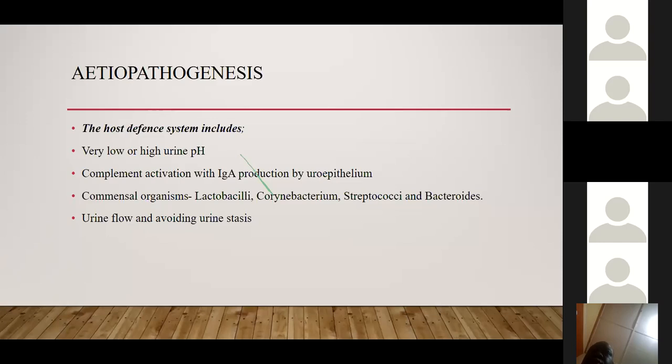Also, our system makes complement, what we call complement activation, with IgA antibodies. We know IgA is usually found in mucosas and all that. So to be able to protect the uroepithelium, if you are not making these things, then you are actually in trouble when you are exposed to virulent organisms that cause UTI. And then our body naturally has some sort of antibiotics, what we call the natural flora.